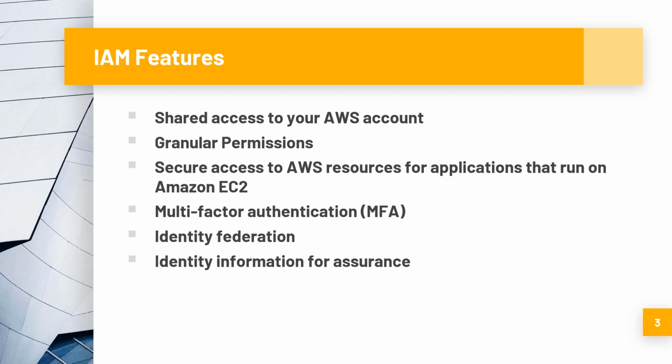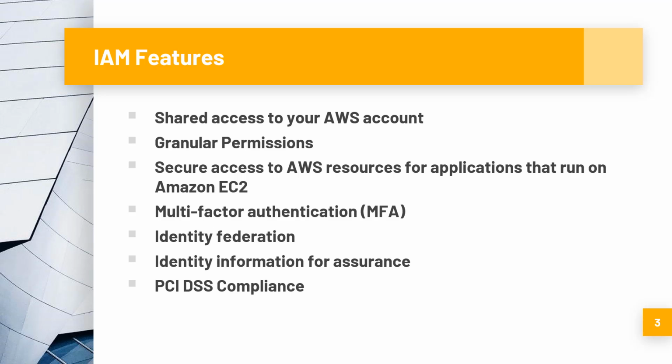You have identity information for assurance. So every task, every activity that you're doing gets logged into a service called CloudTrail, and you can query CloudTrail and find out what and when a specific action was performed. For example, a new user account was created. You want to find out who created that user account, who defined the policy. All that information can be gathered from CloudTrail.